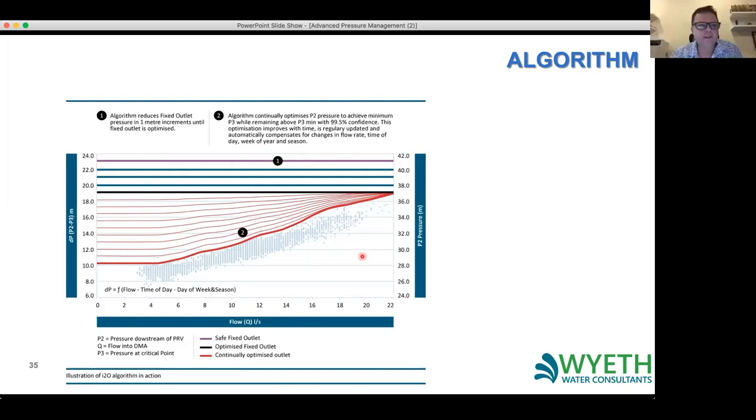Now the good thing is, because the data loggers are recording data every day, and that data is being sent back to the server every day, this curve can be updated on a daily basis as well. So as the performance of your DMA changes, you're updating your PRV as well.